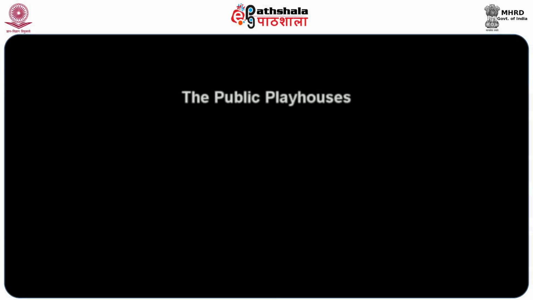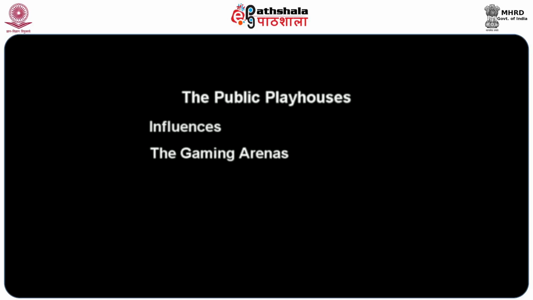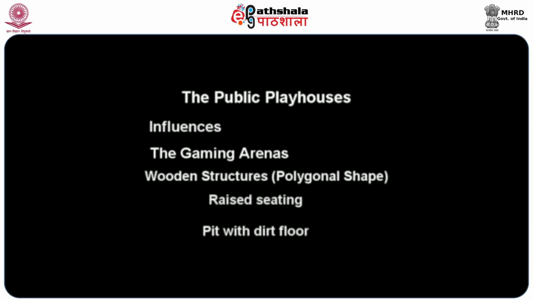There were 3 major influences which led to the physical structure of the public playhouses. Those were gaming arenas, inns of court, and medieval staging practices. The location for popular pastimes in Elizabethan England were the gaming arenas. These were wooden structures of a polygonal shape with raised seating and a pit with dirt floor, where bear baiting and bull baiting took place.